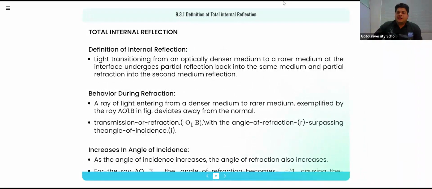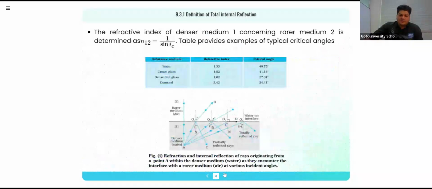What do you mean by total internal reflection? I'll explain with the help of this diagram. Let us consider that you have an object, and your object is in a denser medium. Focus on my words. I will strike a light from the denser medium.